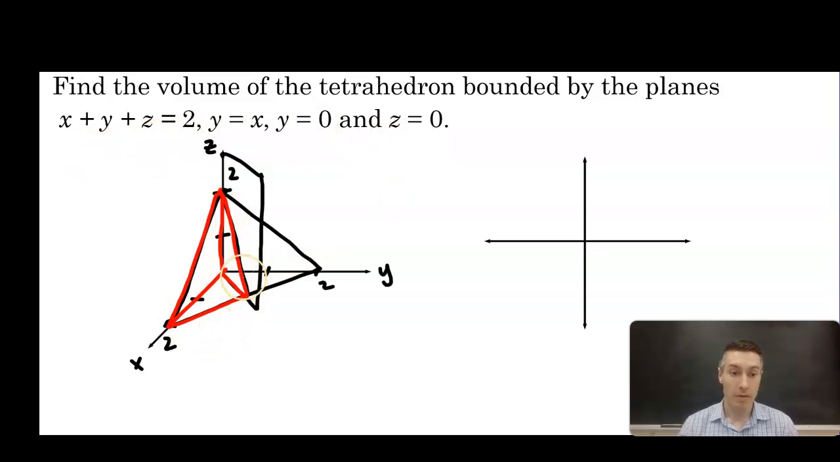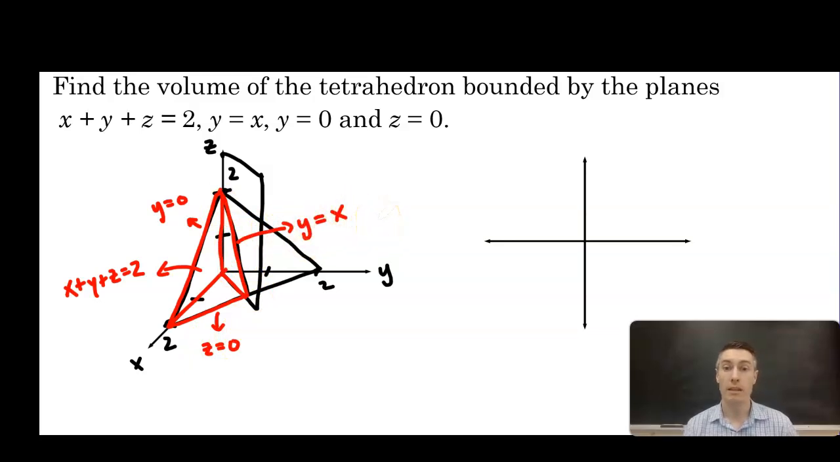Just to label everything, so in the front, that's x plus y plus z equals 2. Then on the left side, we have y equals 0. At the bottom, we have z equals 0. And on the right side, that's y equals x. So those are the four planes that define this solid. We can project into any of the three coordinate planes. I think the xy plane is going to be the easiest, so that's our shadow. That's what we're going to use to define the region on the xy plane.